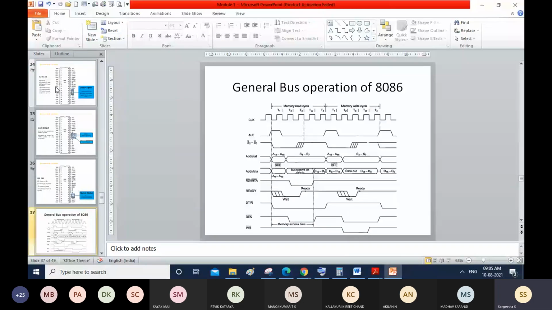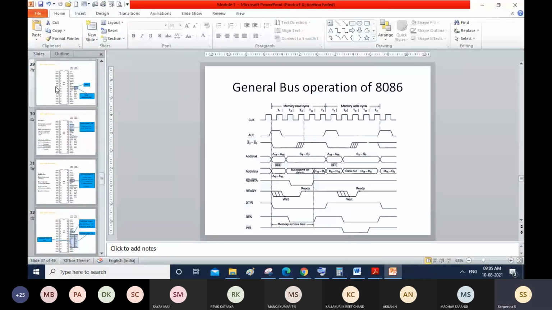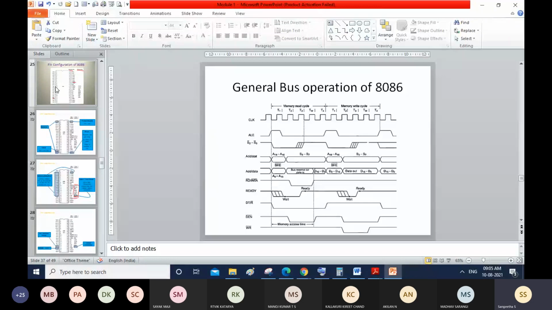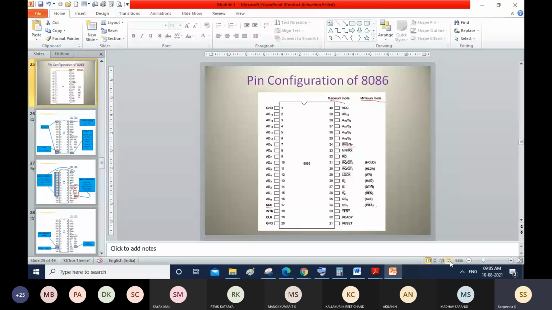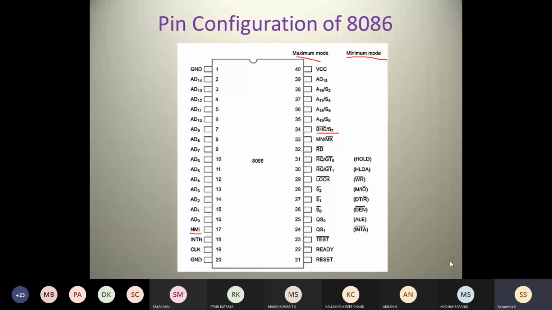Good morning all. Last class we have seen the architecture and pin configuration of the 8086. Today we'll continue from that. I already told what pins you have in the 8086. In total you have 40 pins, and you can see some multiplexed address and data lines, and some multiplexed address and status lines.